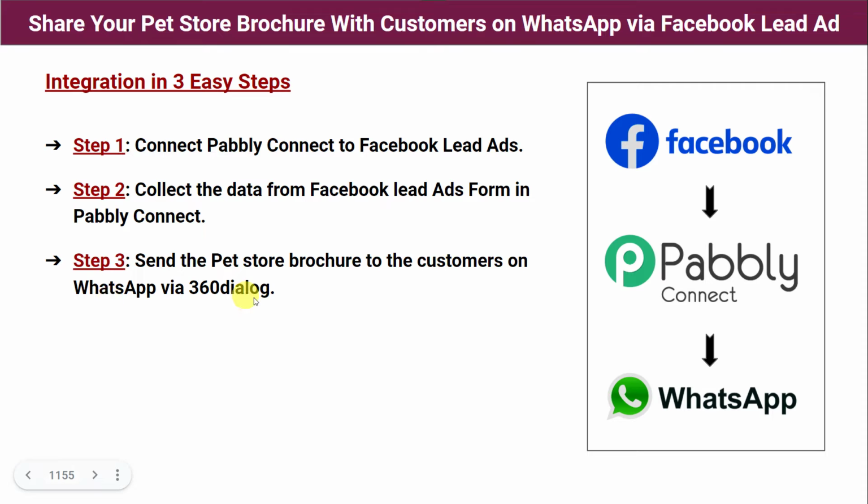So whatever the data Pabbly Connect has captured from Facebook lead ads form, the same data will be used and the pet store brochure will be sent on the WhatsApp number of the customer. And here we are going to use the application, that is 360 dialog application, for sending the messages on WhatsApp. So in this way we are going to create an integration between Facebook and WhatsApp using Pabbly Connect. So let us learn the integration process now.